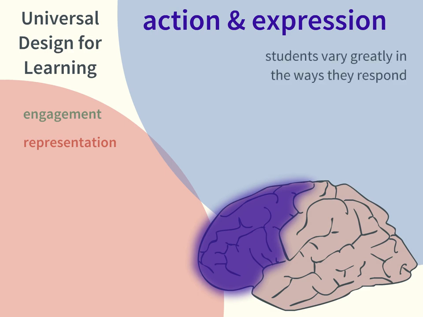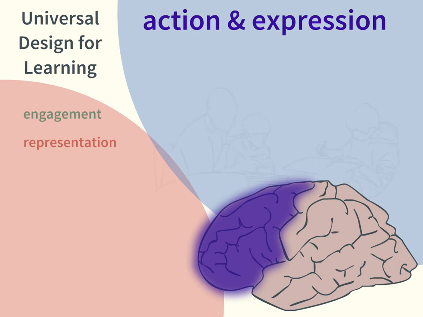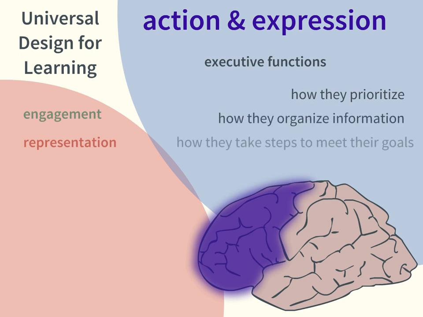The third principle is providing multiple means of action and expression. Students vary greatly in the ways they respond to instruction, including through assistive technology, through drawing, and through writing. Also within principle number 3 are the ways in which students access their executive functions, meaning how do they prioritize, how do they organize information, how do they take steps to meet the goals that they've set for themselves.